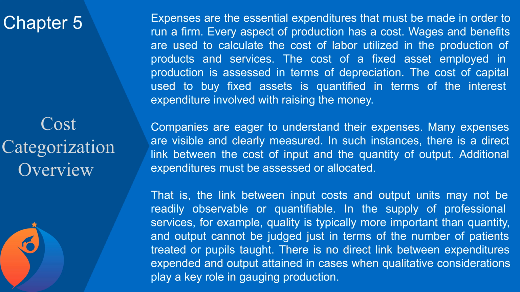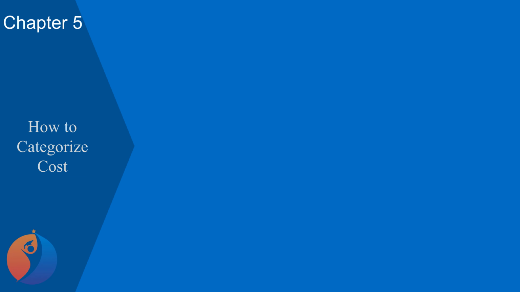In the supply of professional services, for example, quality is typically more important than quantity, and output cannot be judged just in terms of the number of patients treated or pupils taught. There is no direct link between expenditures expended and output attained in cases when qualitative considerations play a key role in gauging production.